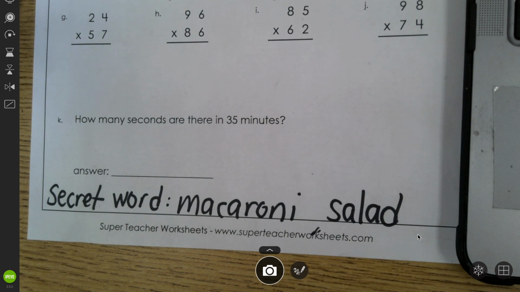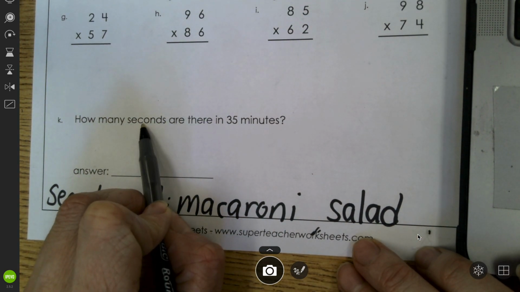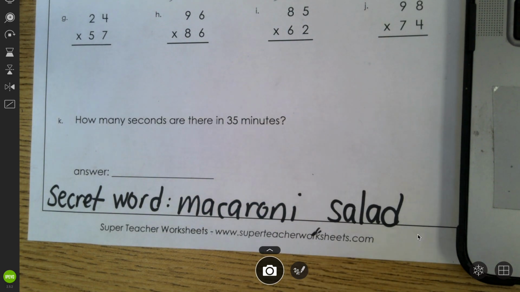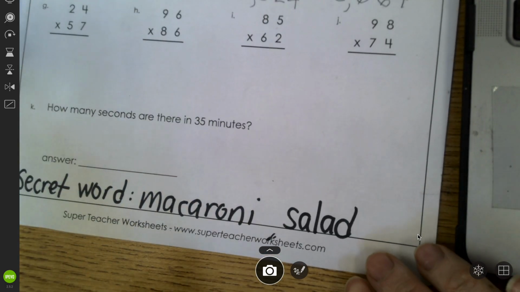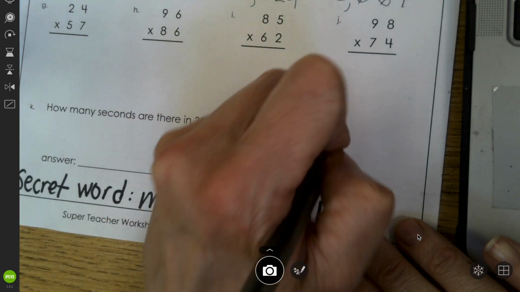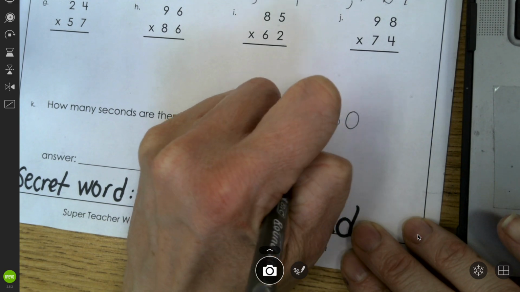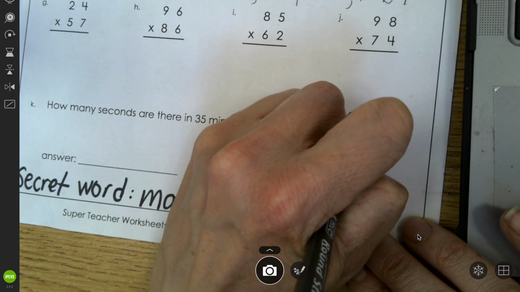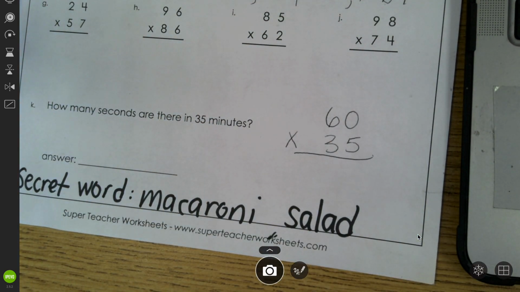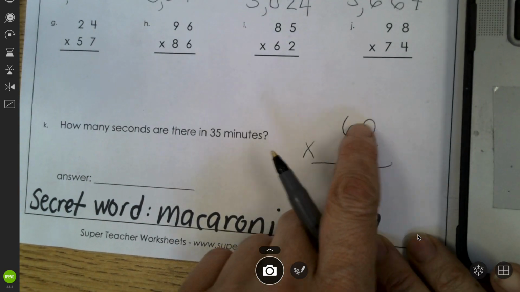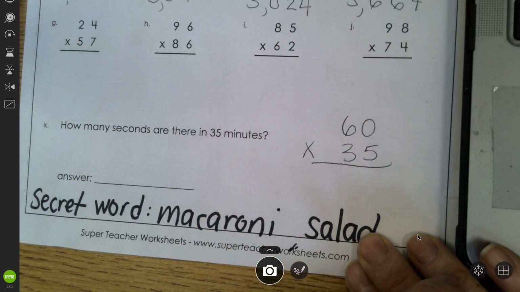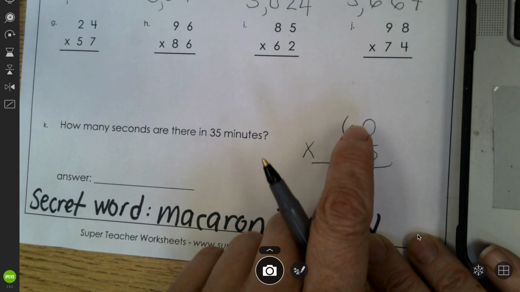It's the same answer as how many minutes are in an hour. There are 60 seconds in a minute, just like there are 60 minutes in an hour. So our equation will be 60 times 35, okay? 60 seconds in a minute. If there's 35 minutes, you have to multiply by 60.